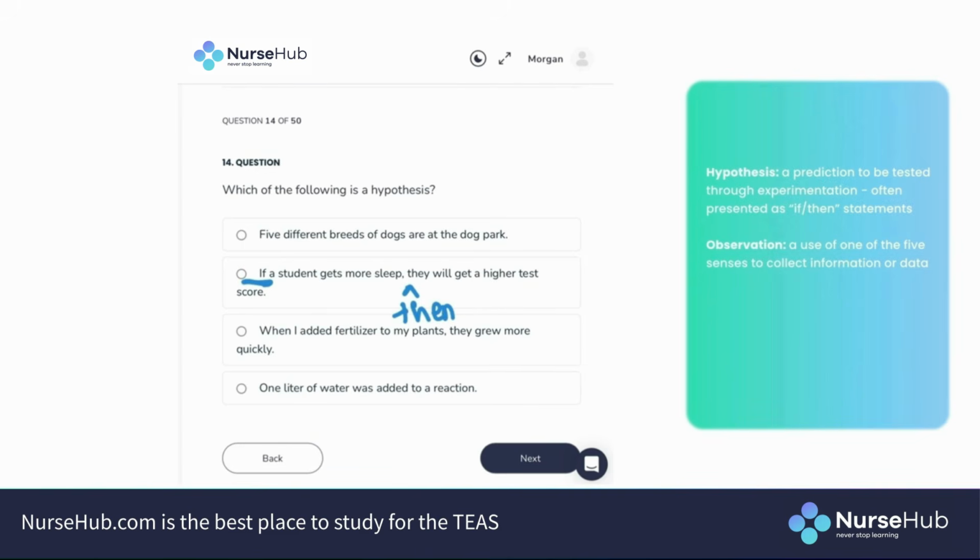The third answer choice, when I added fertilizer to my plants, they grew more quickly. That is an observation. I think that's the closest next best answer, but it doesn't fit the if-then statement. If we added it here, it would say, if when I added fertilizer to my plants, they grew more quickly. It's not making a statement that the fertilizer causes them to grow more quickly. Instead, answer choice 2 or B here says, if a student gets more sleep, then they will get a higher test score. It's creating a cause and effect relationship between the first clause and that second clause. This is our correct answer.